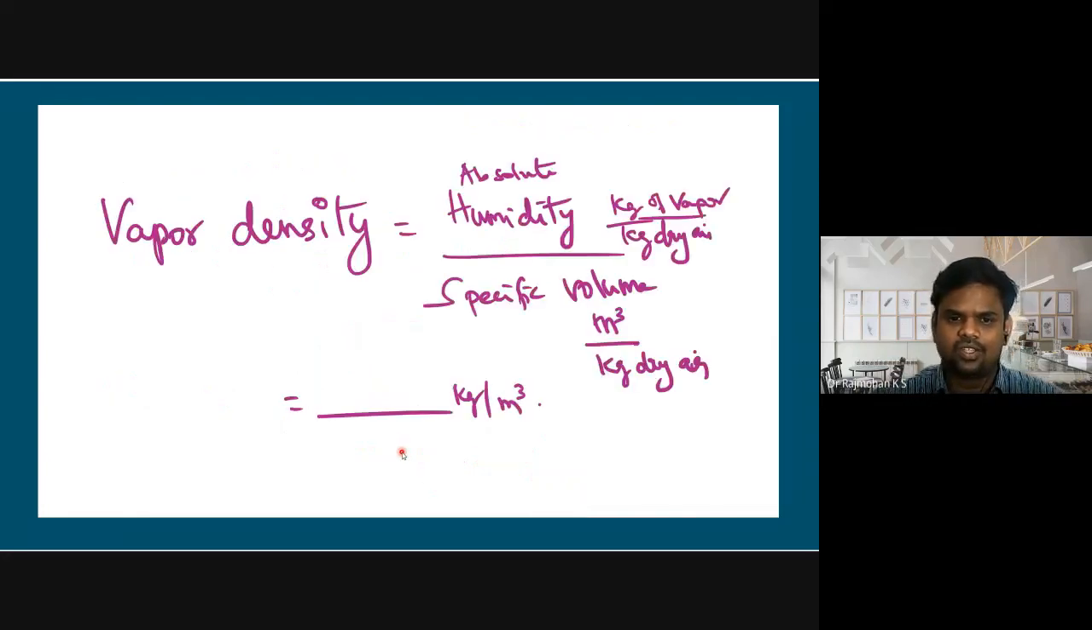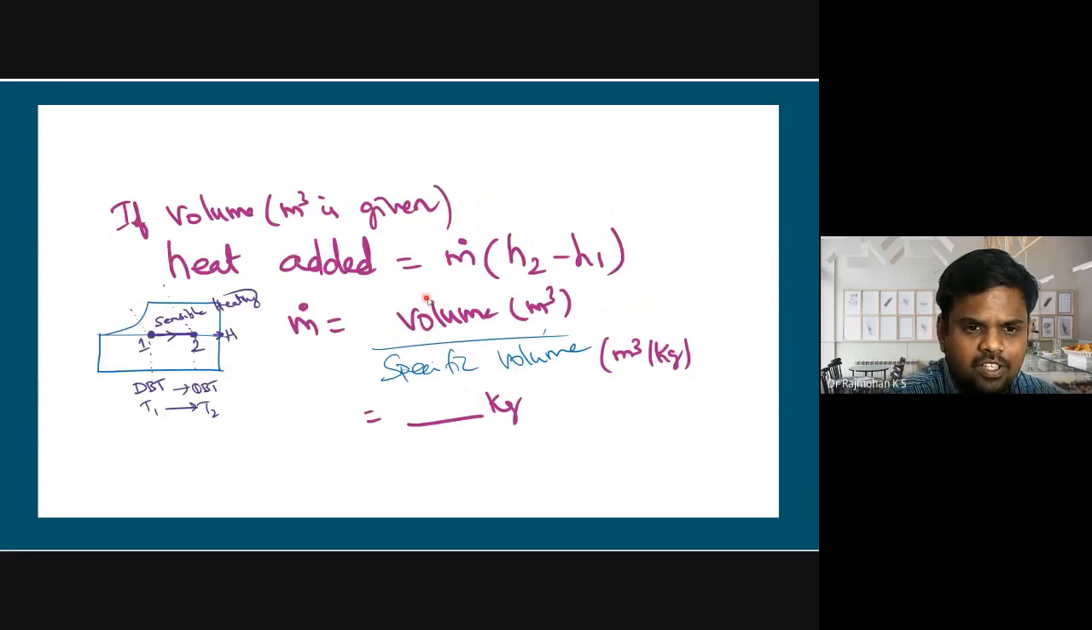Okay, and to determine the mass density, if you know the absolute humidity, it can be taken from the chart, and we can get the specific volume also from the chart, and we can determine the vapor density. Similarly, to get the heat added, we need the mass flow rate, which can be obtained if the initial volume is given in meter cube and we get the specific volume in meter cube per kg from the chart.